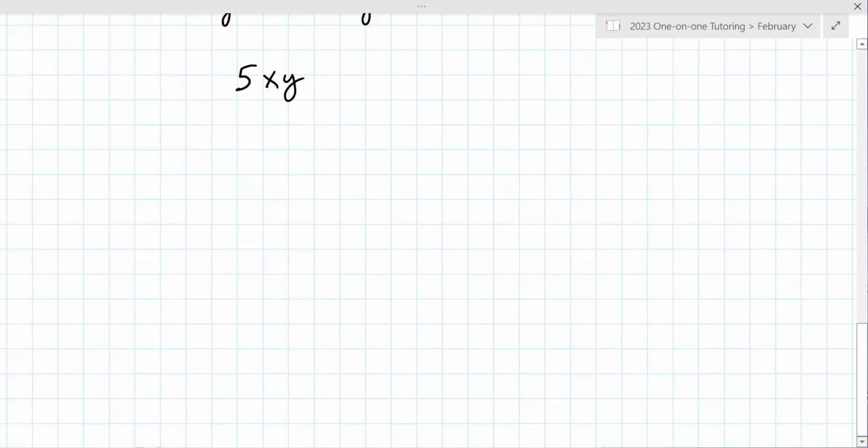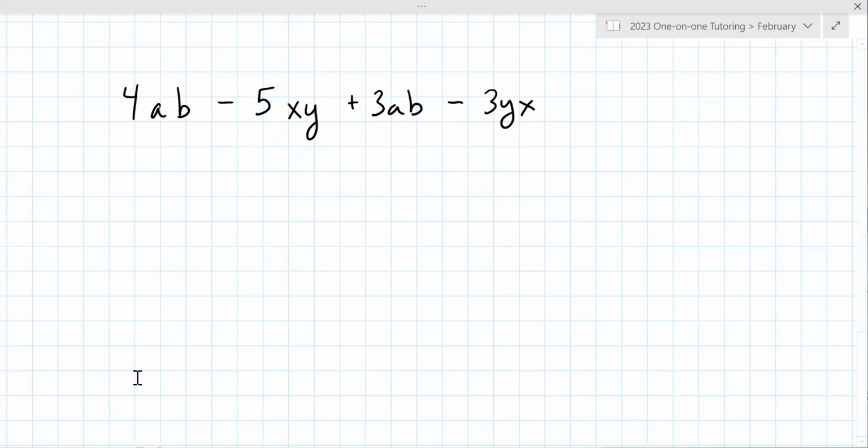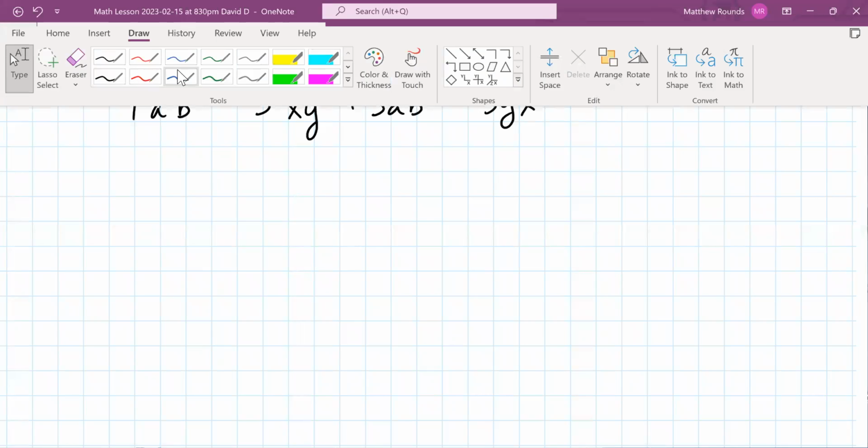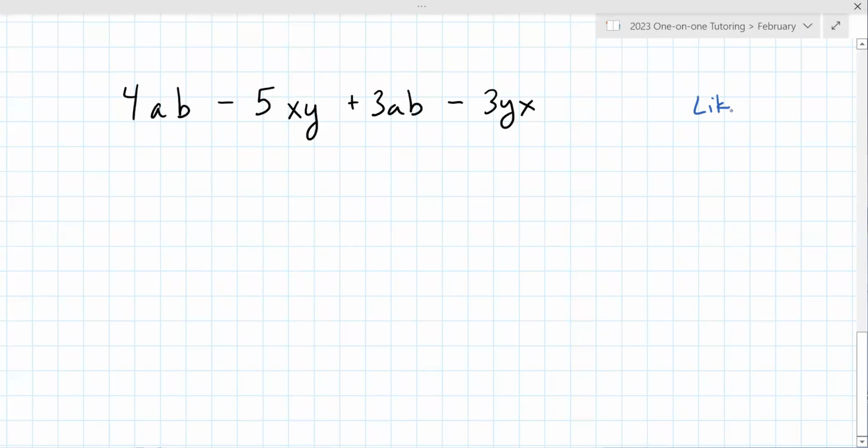Now let me give you one that's slightly more difficult here. Let's say it's 4AB minus 5xy plus 3AB minus 3yx. Can you tell me what you can combine here? What is a like term, basically? 4AB and 3AB, and then 5xy and 3xy.